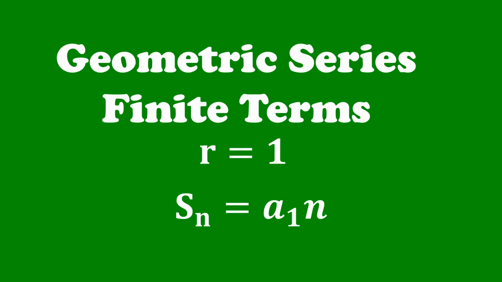Let us discuss now geometric series for finite terms wherein the value of r is 1, or the common ratio of the geometric sequence is 1. And we will use the formula s sub n is equal to a sub 1 times n.